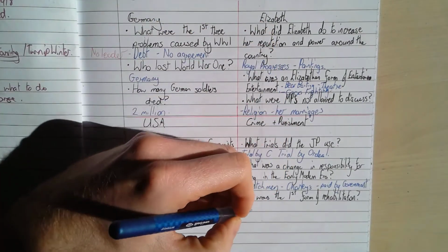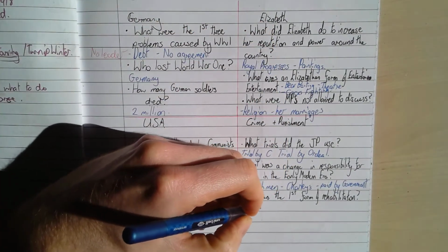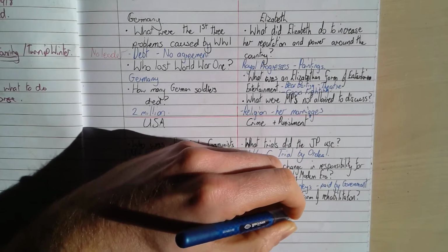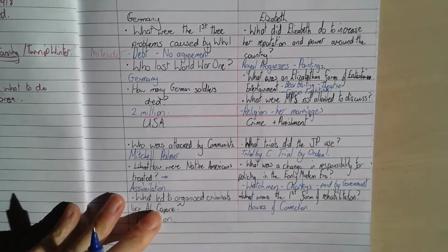What was the first form of rehabilitation? You could talk about the houses of correction in the early modern period, for vagrants. Alright, well, let's get cracking then.